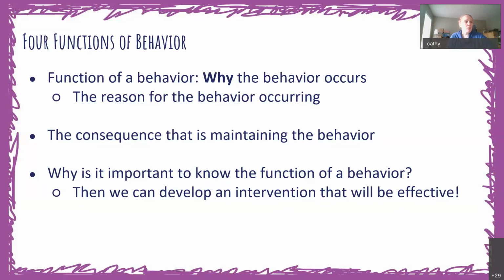We also want to look at what's happening in the environment beforehand. We'll talk a lot about antecedent management and figuring out what we can do to prevent those behaviors from happening, or reduce the likelihood, in a way that's sustainable and is going to maintain and be appropriate in the environment. But we want to know why a behavior is occurring.